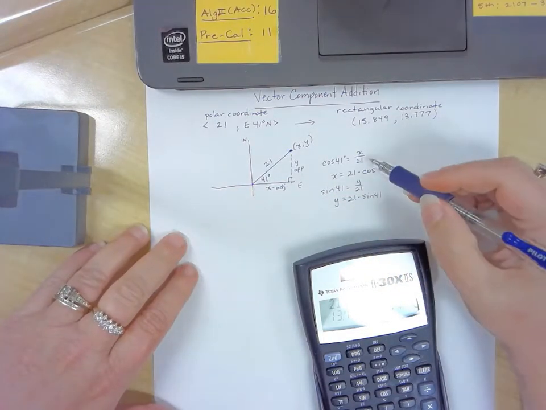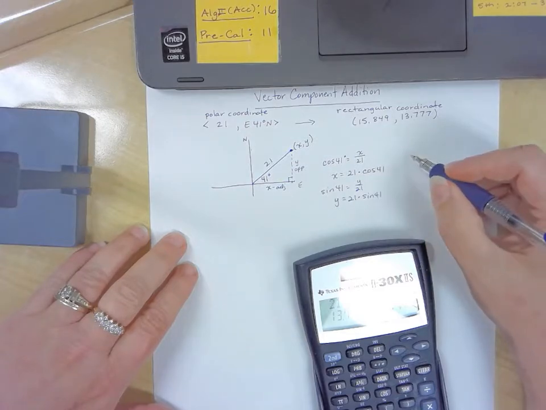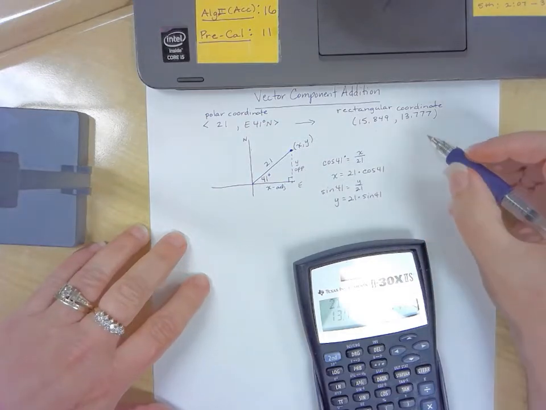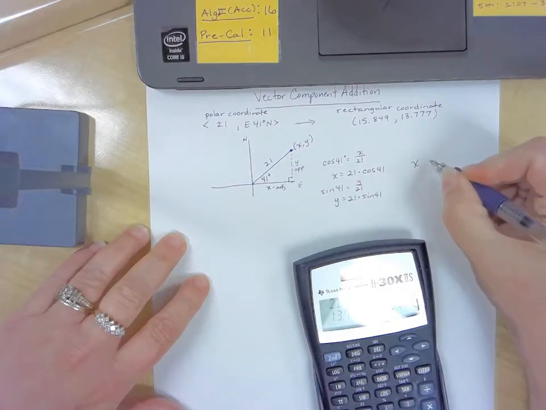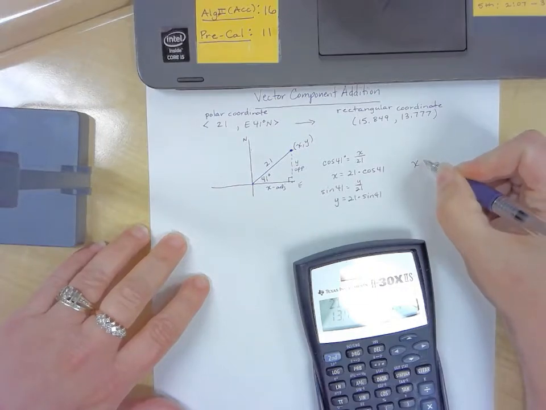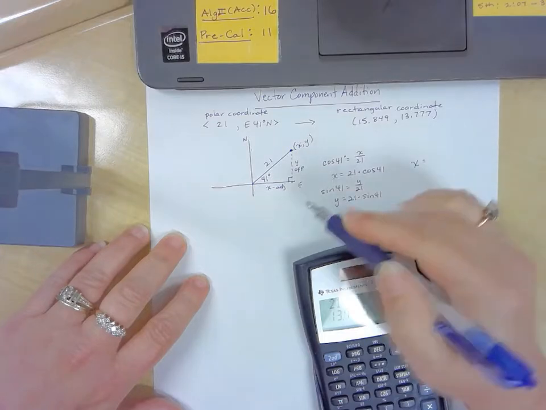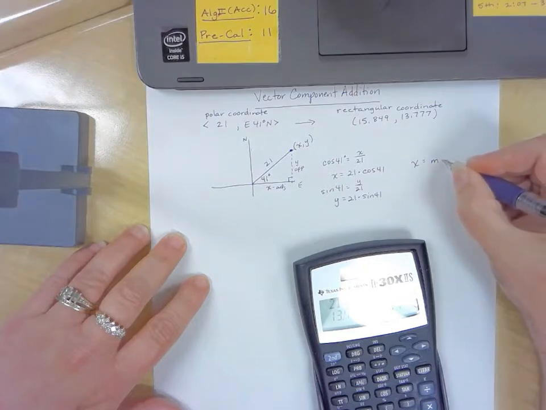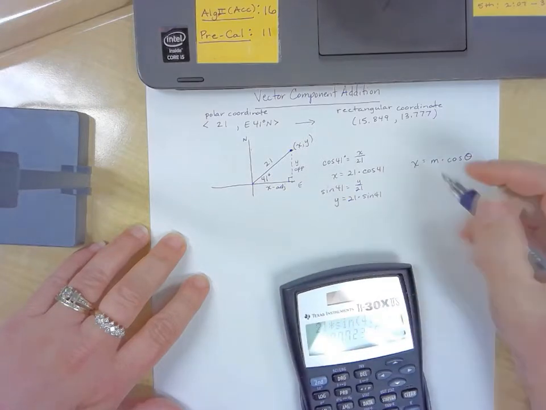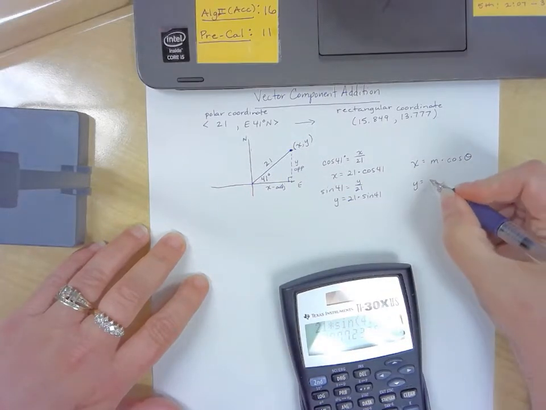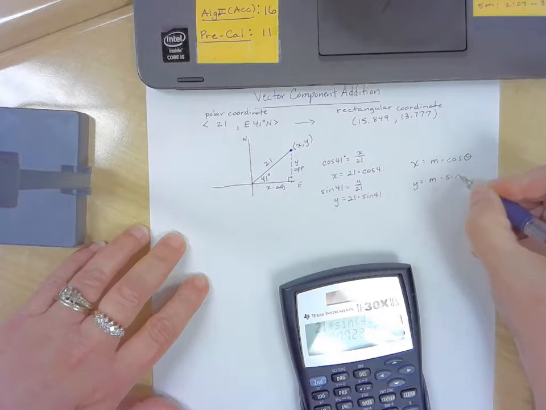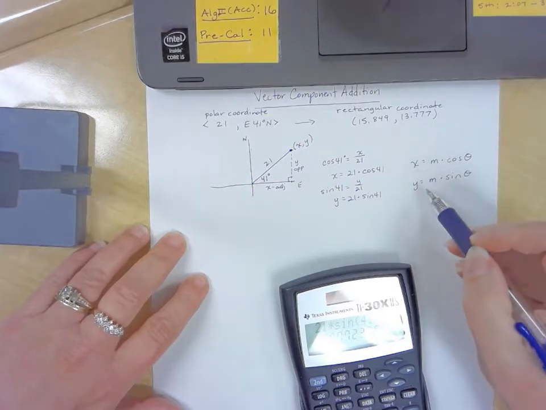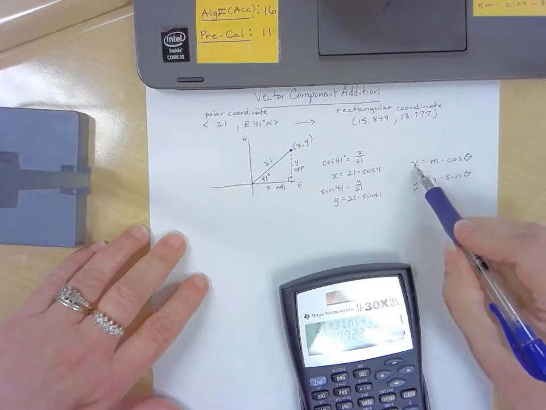Let's go back here and just look at what would be the general formula if we hadn't necessarily been given numbers. Well, the x-coordinate would have been whatever this magnitude was. In this case it was 21, but the magnitude of the vector times the cosine of the angle, theta. And the y-coordinate would be the magnitude times the sine of theta. That should make sense to you because in the first unit we learned that cosine is the x and sine is the y.